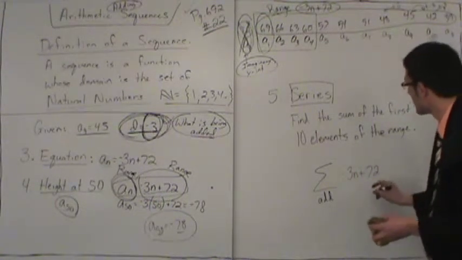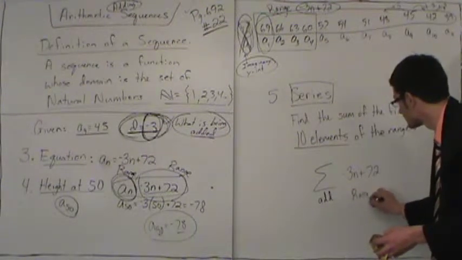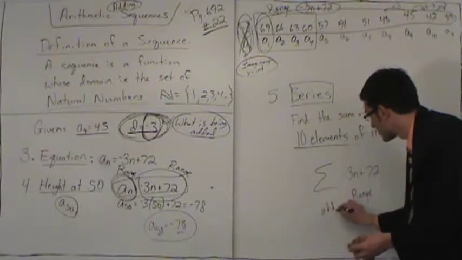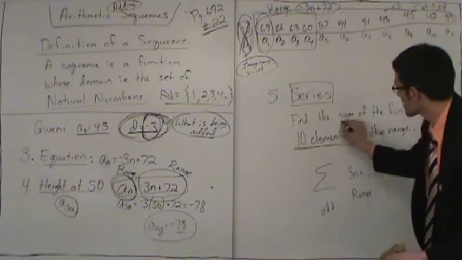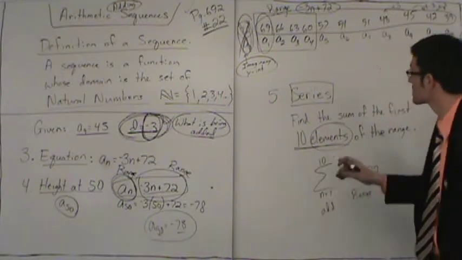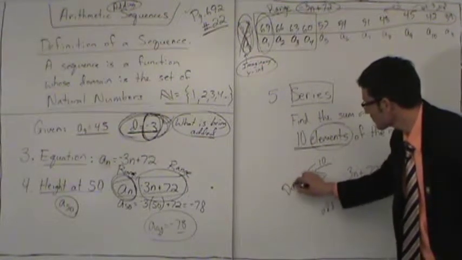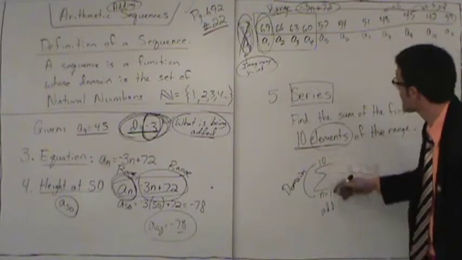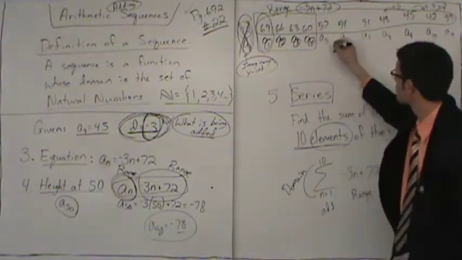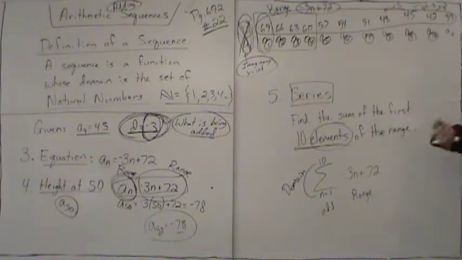And again, we're adding the first 10 elements. We read this as add the range. I'm going to write the add down here. Add the range. And we're adding the first 10 elements, and we read elements as numbers. So we say from n equals 1 to 10. The first 10 numbers of the range. This is our domain. Domain goes from 1 to 10. Position 1, 2, 3, 4, position 5, position 6, position 7, position 8, position 9, and position 10.